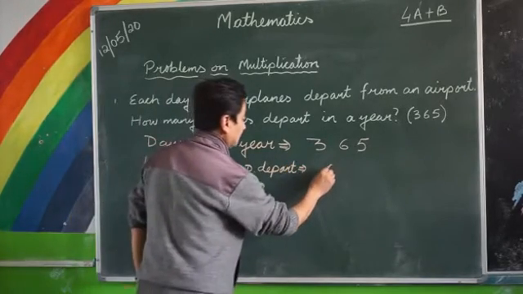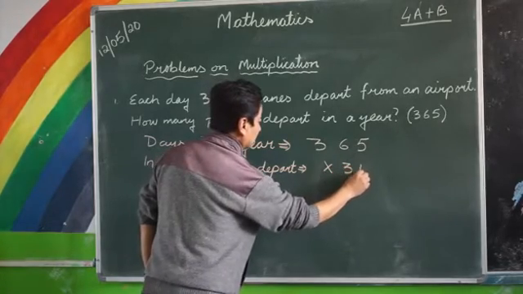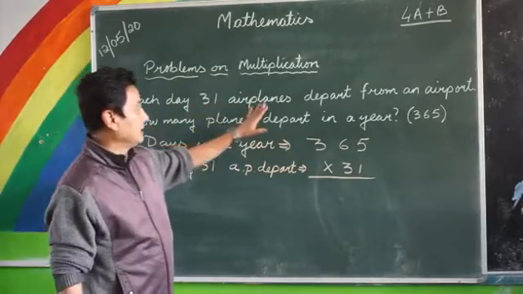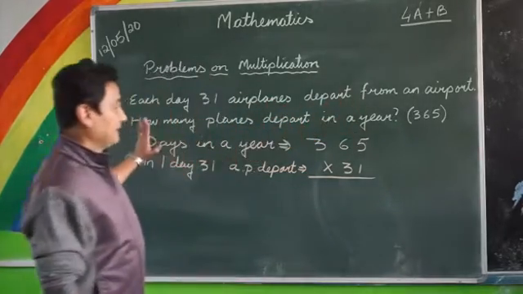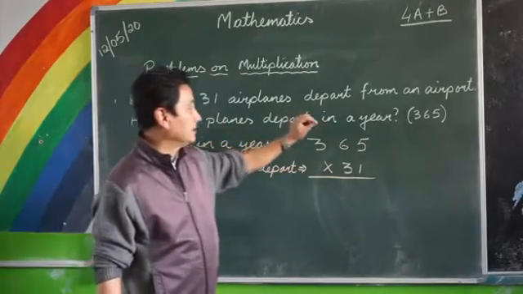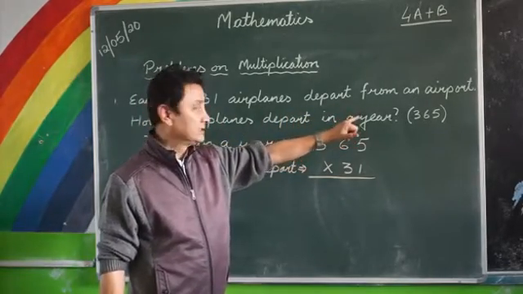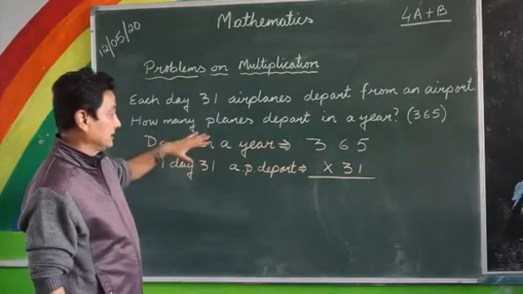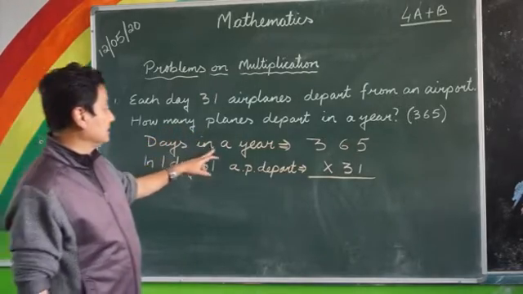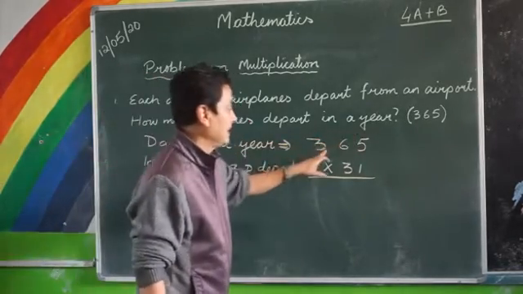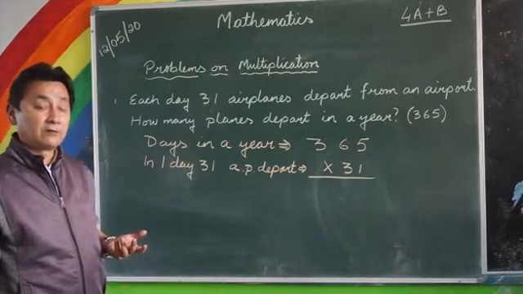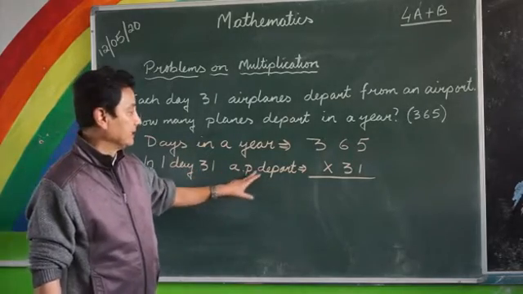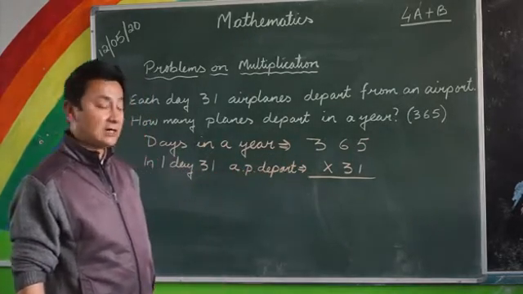And we must multiply by 31. Okay, let me go back now. Each day, 31 airplanes depart from an airport. And we have to find out how many planes depart in a year. That is, in 1 year, how many days? 365. So we are going to write the statements now. So days in a year, 365. And how many planes depart from the airport each day? In 1 day, 31 airplanes. AP means airplanes depart. So now we do the calculation.